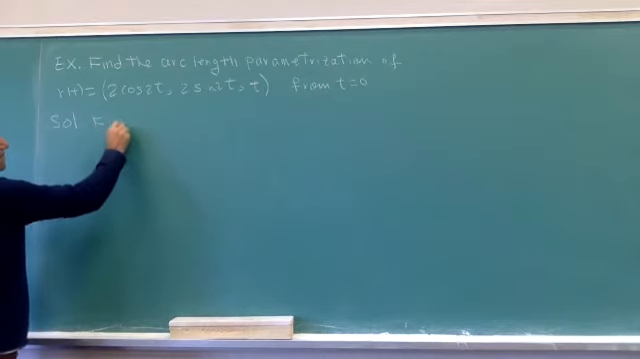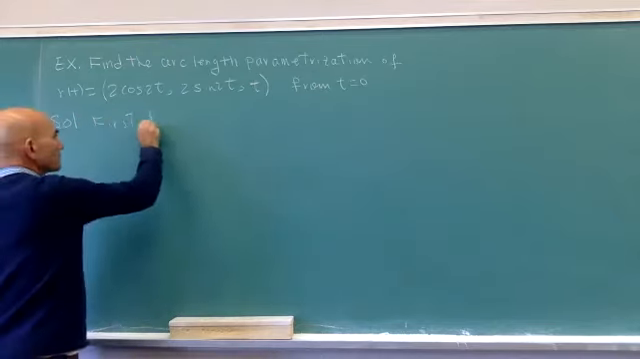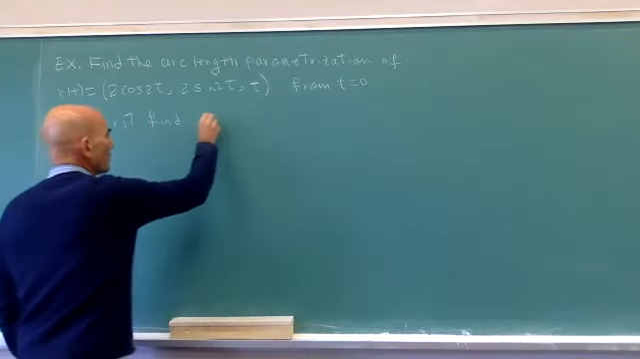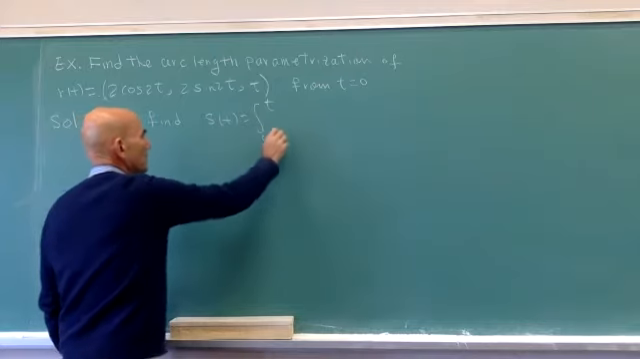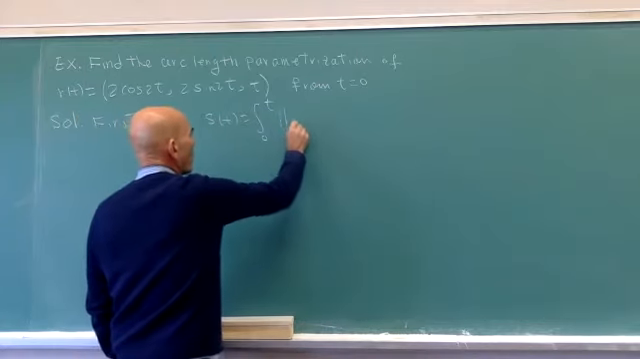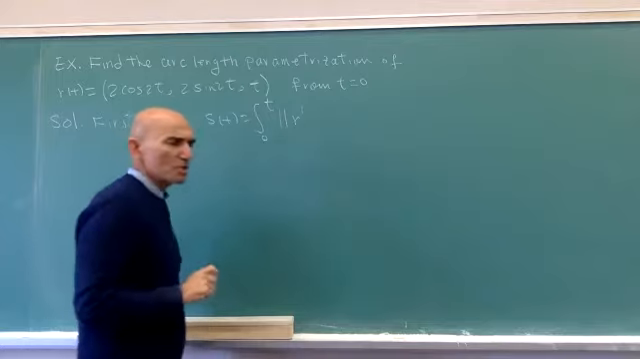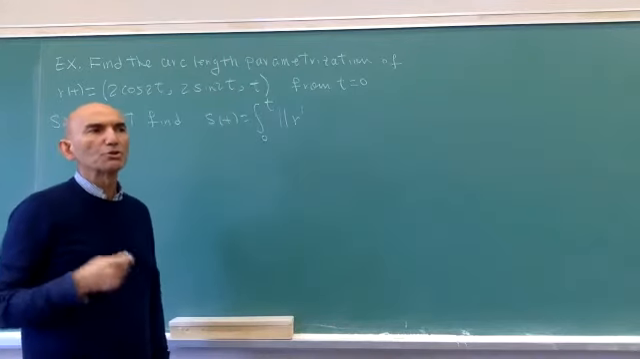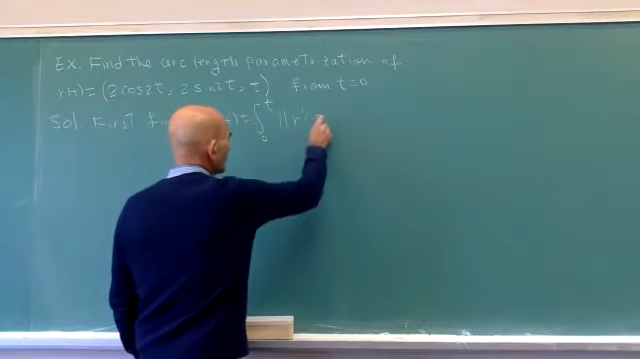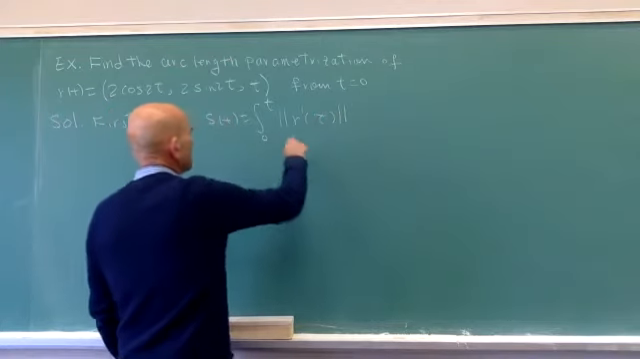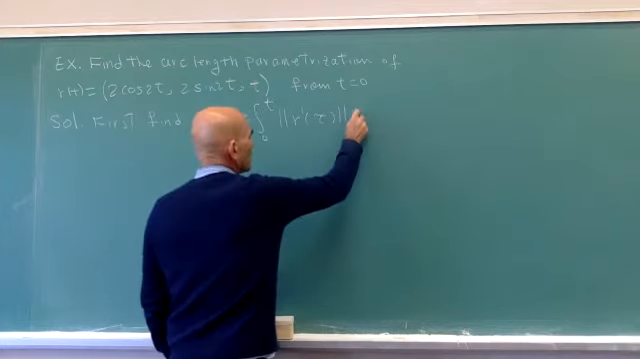First, find this function s of t, which is the integral from 0 to t of the norm of r prime. I used tau last time, but you can use u or whatever. I like tau, so tau in distinction from t, right? So d tau.